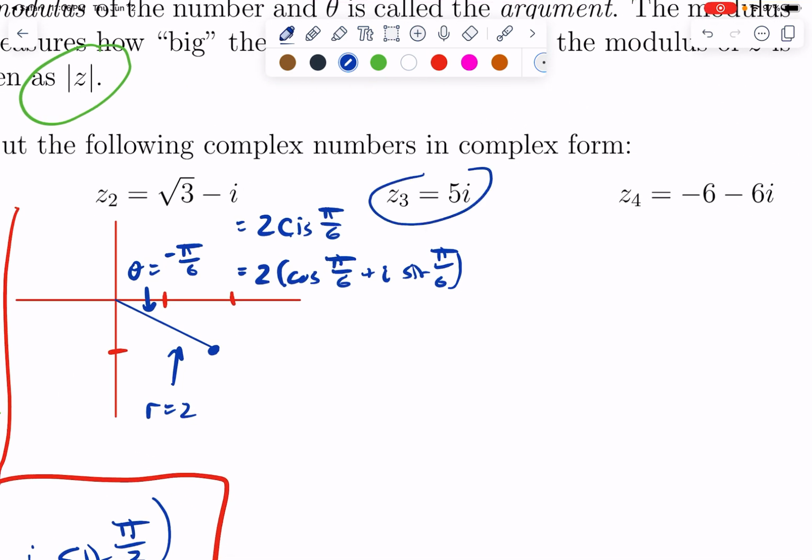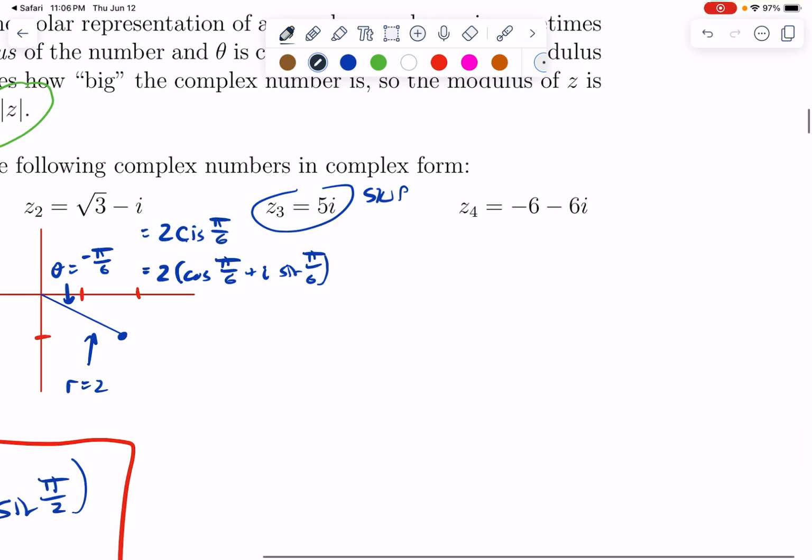Well, this one is similar to the other one. I'll skip it. Maybe I meant to say 5 or negative 5. You'll have some of these to practice for homework.